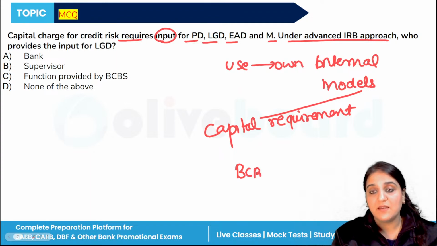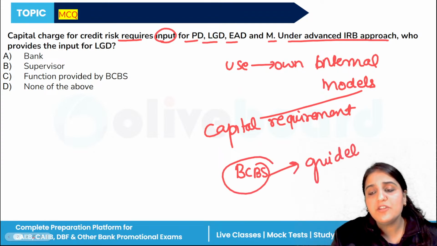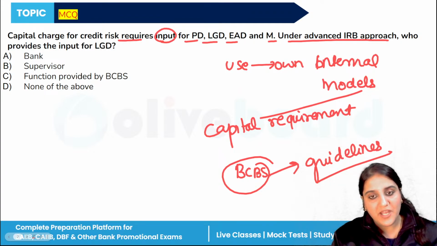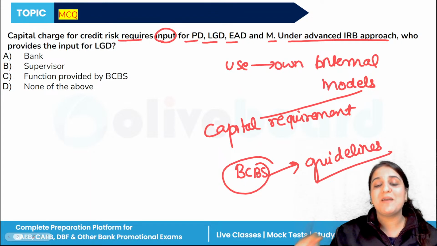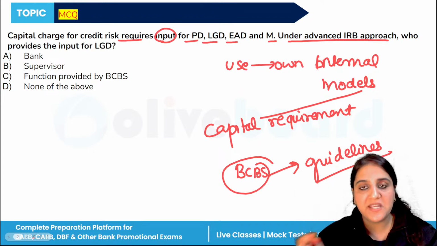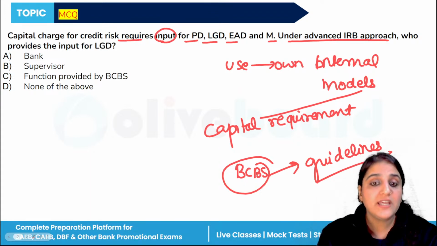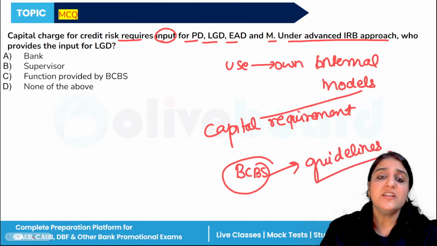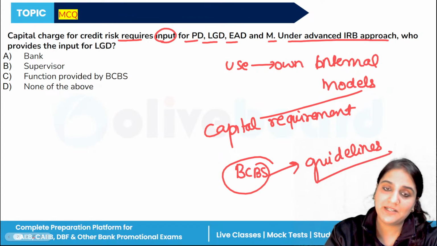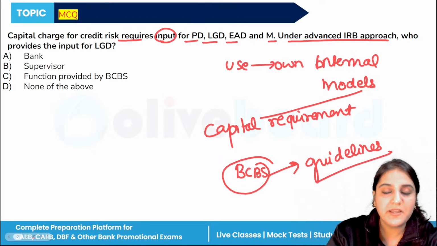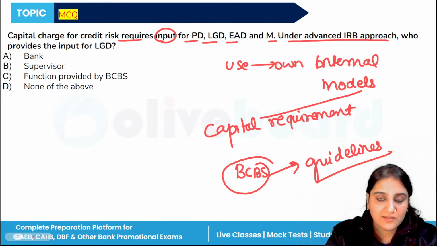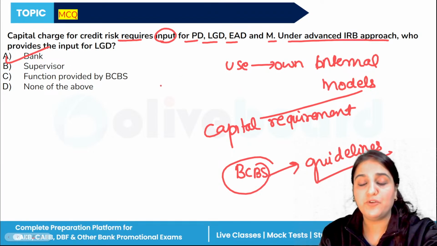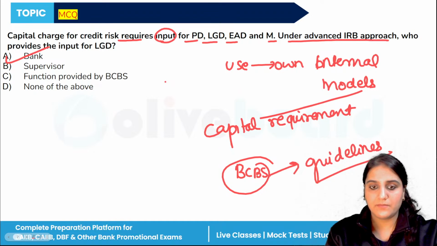And while this BCBS provides guidelines and also the framework for the advanced IRB approach, it does not directly provide the input for the LGD. It is up to the individual banks to develop their own models which are based on the specific requirements and circumstances in the data. And these PD, LGD, EAD and M, these are the four key components which are used in calculating the credit risk under the Basel II and Basel III frameworks, and they are also used to determine the capital requirements that banks must hold to cover the losses from loans and other credit exposures. So we can say here the correct answer is bank. Bank provides the input for the LGD. Clear?